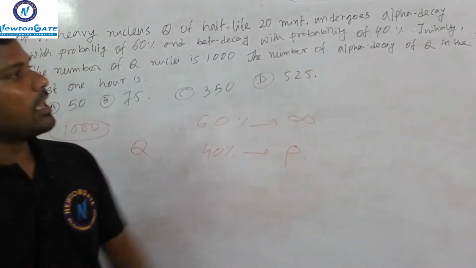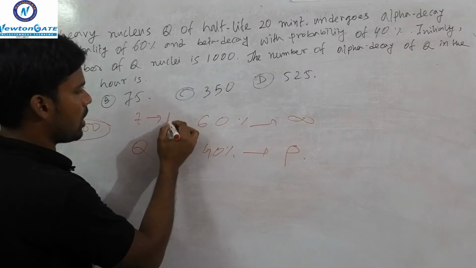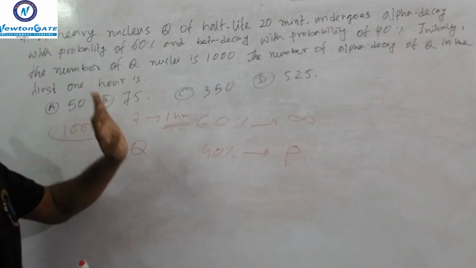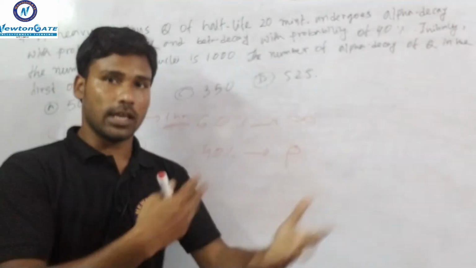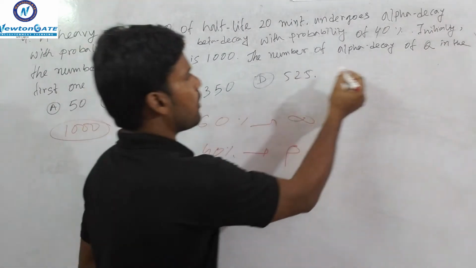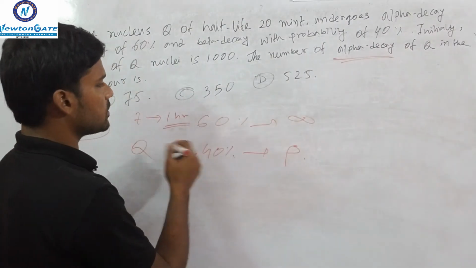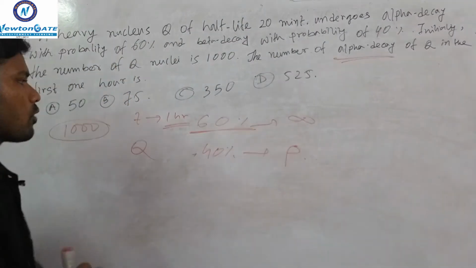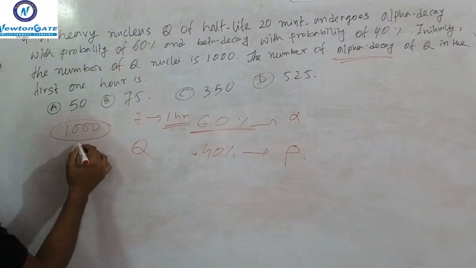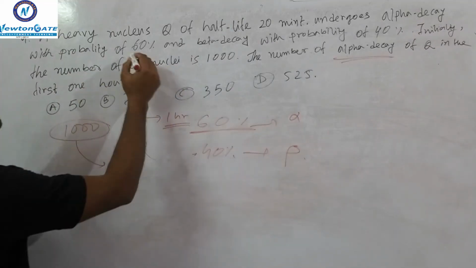The number of alpha decays of Q in the first 1 hour. So the time is given, that is 1 hour. In the first 1 hour, तो कितना नंबर अल्फा डिके हो जाएगा, कितने न्यूक्लिआई का अल्फा डिके हो जाएगा. तो first of all, one thing is given, only the number of alpha decays is asked, so simply we will concentrate on how much alpha decay has happened. ठीक है, तो ये 40% का मतलब कुछ भी नहीं है, सिर्फ इसको देखो कि the probability of alpha decay is 60%, right. So 1000 is the total number of nuclei initially, and the probability is 60%.